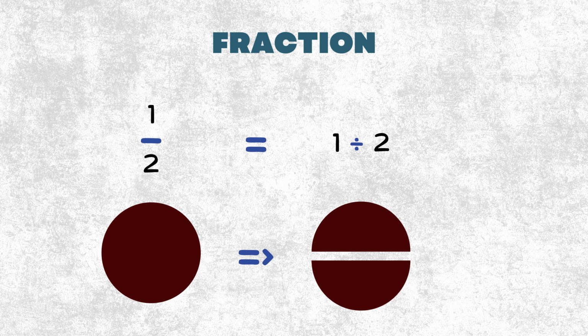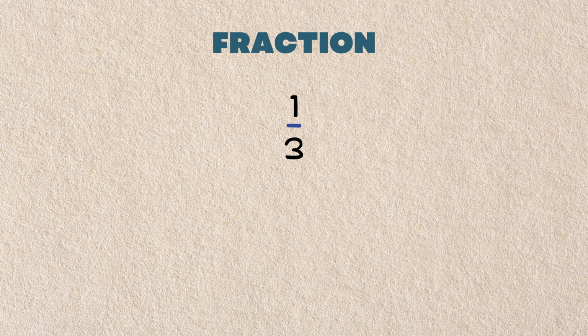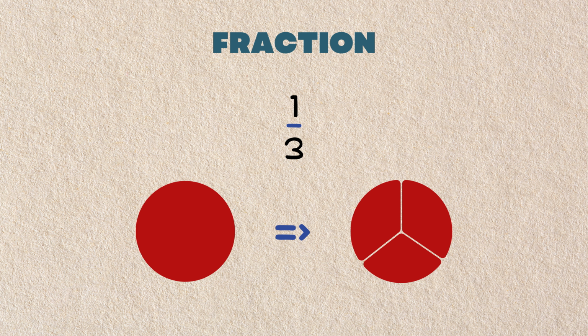First, let's discuss what is a fraction. In fact, it is just division of two numbers. So, fraction 1 by 2 means dividing 1 by 2. Or in other words, it's a simple way of telling to divide 1 into two equal parts. Similarly, 1 by 3 means dividing 1 into three equal parts.